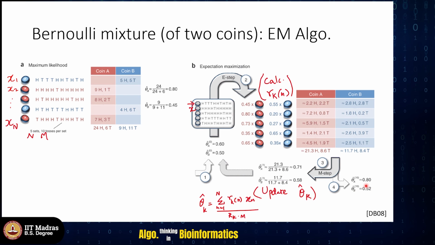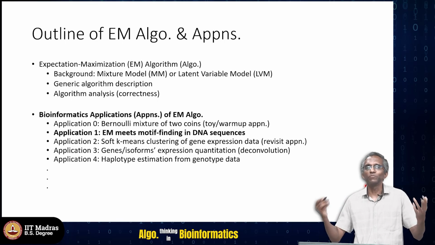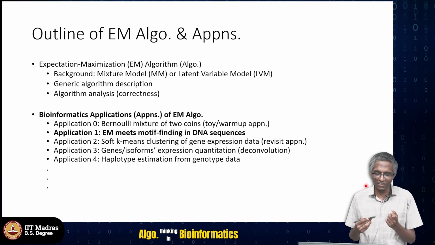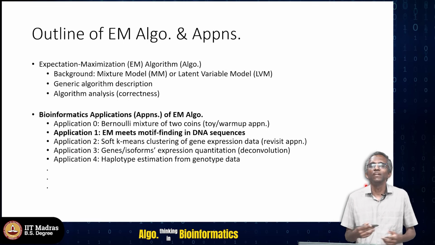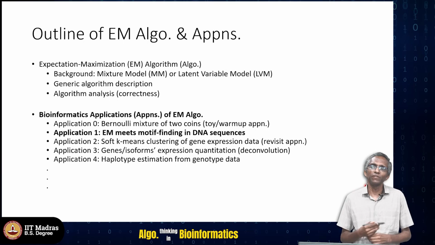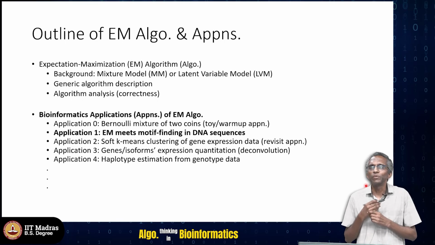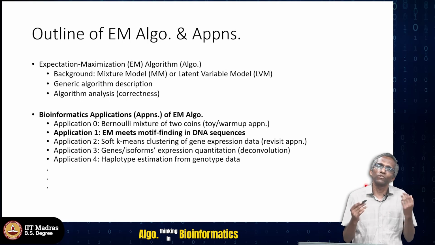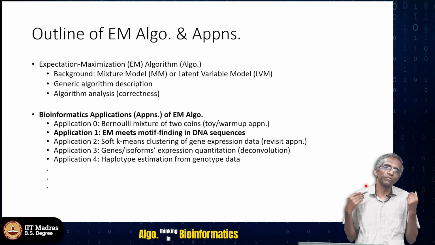So, that completes our application of the EM algorithm to the Bernoulli mixture of two coins. And it sets the stage for some more interesting real world biological data applications, and this is where the EM algorithm meets motif finding in DNA sequences. We have looked at different algorithms for motif finding, mainly the randomized motif search algorithm and a Gibbs sampling based algorithm, but we can also look at motif finding from the lens of the EM algorithm, and the EM algorithm can also be used to solve motif finding with certain advantages. That is what we will look at next.